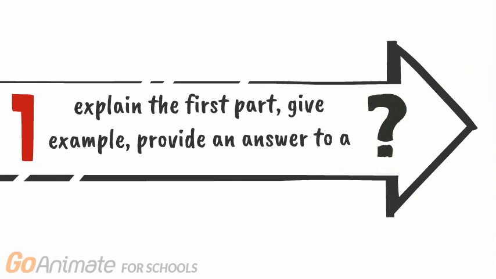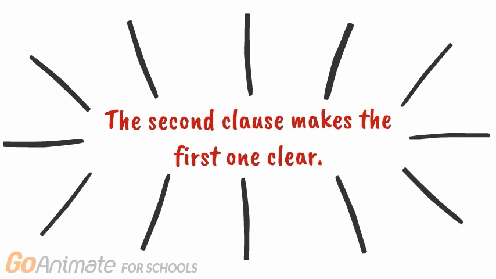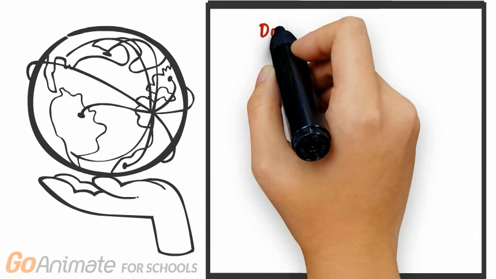In the examples that follow, notice that the first independent statement mentions something in a general way, a harsh truth, a single horrifying meaning. Then the independent statement after the colon answers the questions. What harsh truth? Which horrifying meaning? Basically, the second clause makes the first one clear. Now let's look at some examples.